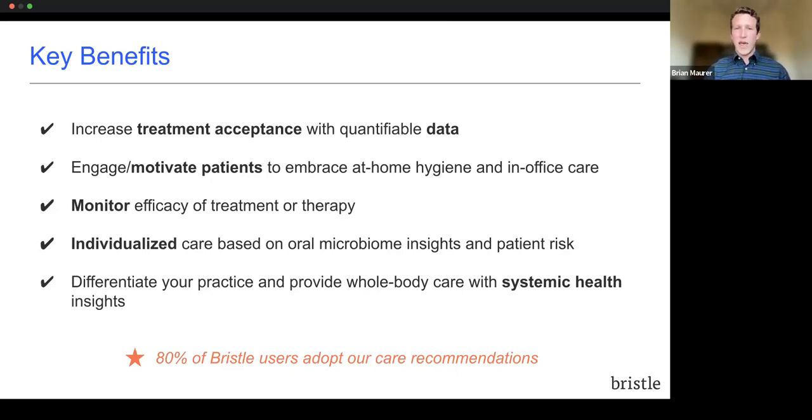Other key benefits include actually being able to really monitor the efficacy of different treatments. As everyone on here knows, different patients will respond to different interventions. And now we can really start to understand why and track at the bacterial level, did this intervention work for this patient? Did we actually see that shift in bacteria we were hoping for? Lastly, you can start to individualize your care based on those microbiome insights and really differentiate the practice or differentiate the care you're providing with this whole body and whole health insights into systemic conditions like nitric oxide production and gut health.